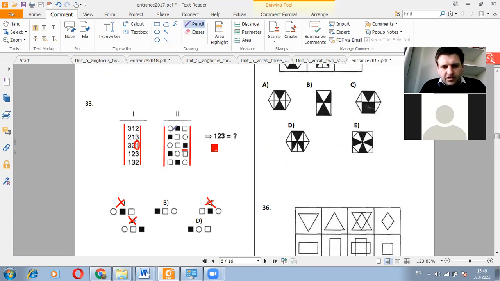Again, we have 2 circles and 2 black squares, and we already know that the black ones are 1, which means that the circle is 3 and the square is a white square. So we have something like this: a white square and a circle. So black square, white square, and a white circle, which is choice B, obviously.